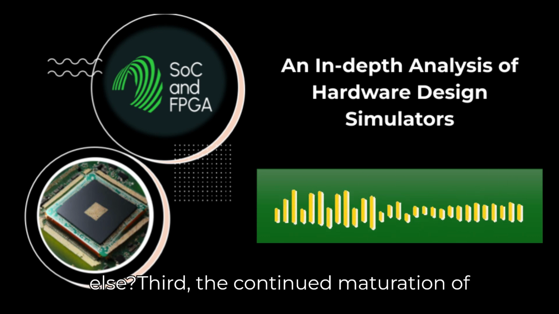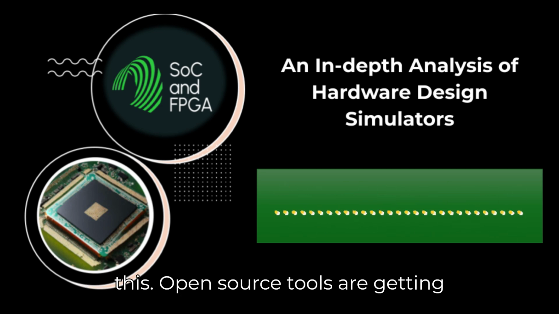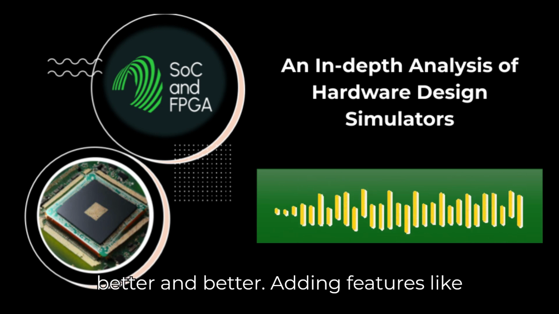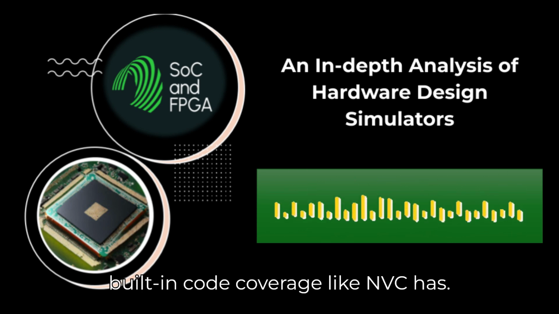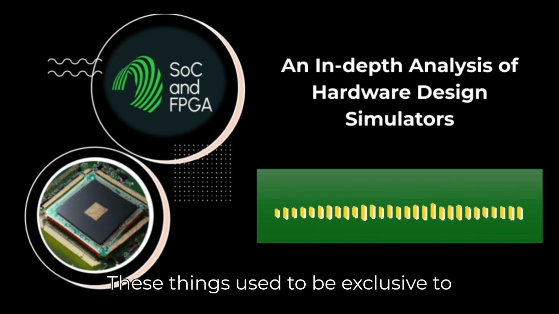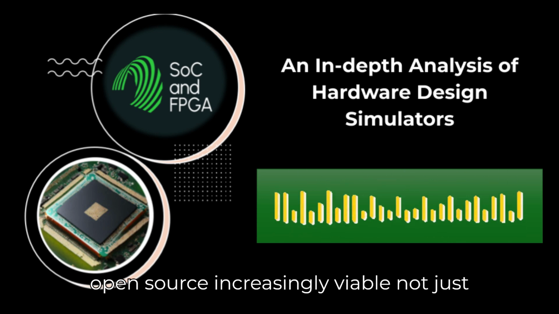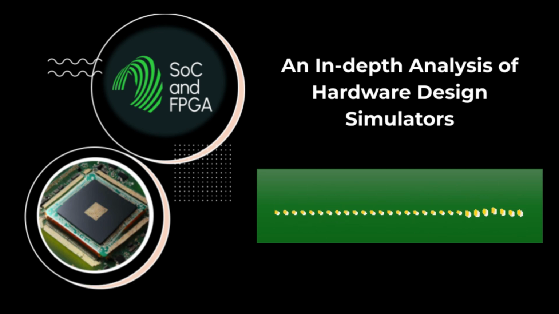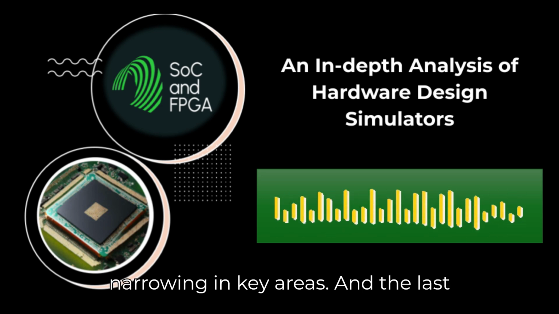Interesting. What else? Third, the continued maturation of open-source capabilities. We touched on this. Open-source tools are getting better and better, adding features like UVM support, like Verilator's doing, or built-in code coverage like NVC has. These things used to be exclusive to expensive commercial tools. This makes open source increasingly viable not just for academia, but for smaller companies, or even for specific blocks within larger commercial design flows. The gap is narrowing in key areas.